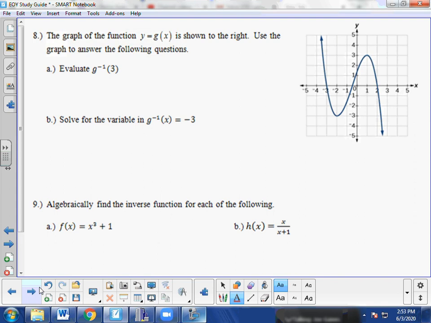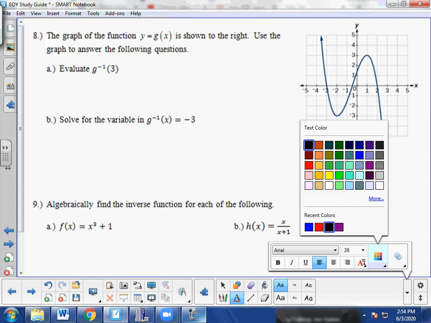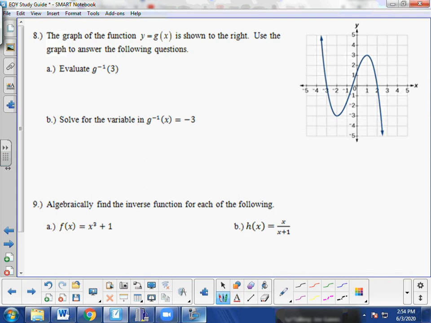Problem number 8 gets into inverse functions. So remember, inverse relationships basically take the x and the y coordinates and switch them. In problem number 8, it says the graph of the function y equals g of x is shown to the right. Use the graph to answer the following questions. So it says evaluate the inverse of g of 3. Remember, this notation right here means inverse.